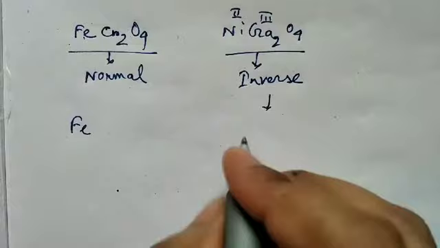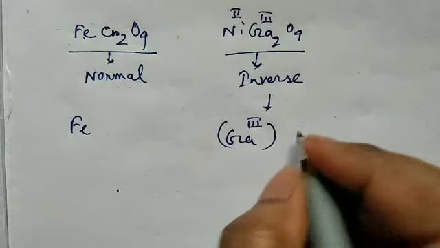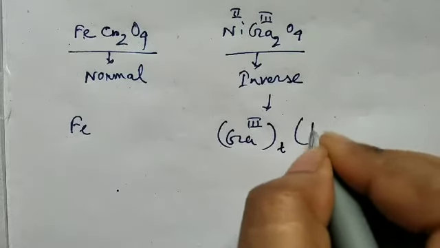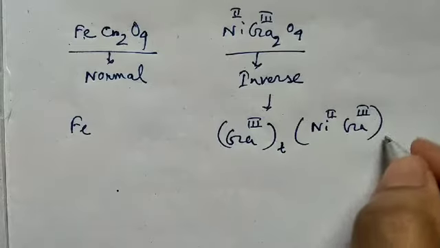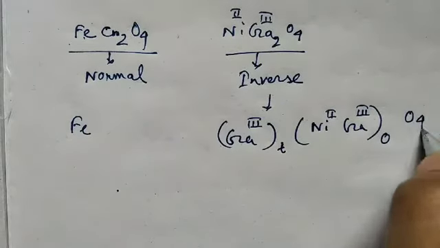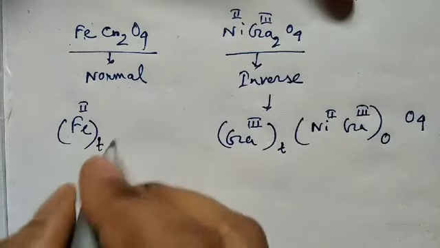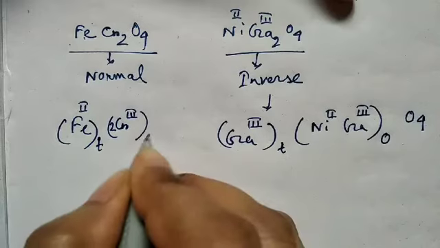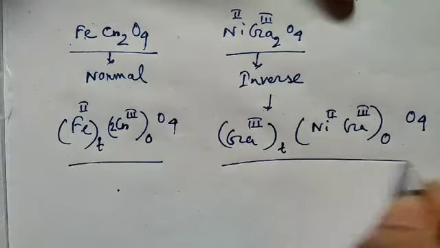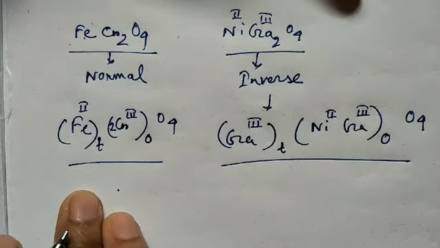Then how will you draw it? Gallium 3 plus will be in a tetrahedral site, and nickel 2 and another gallium 3 will be in octahedral sites, and O4. And here iron 2 will be in the tetrahedral site, and chromium 3 will be in the octahedral sites. This will be the spinel structure. This question also came probably in 2018 or so.